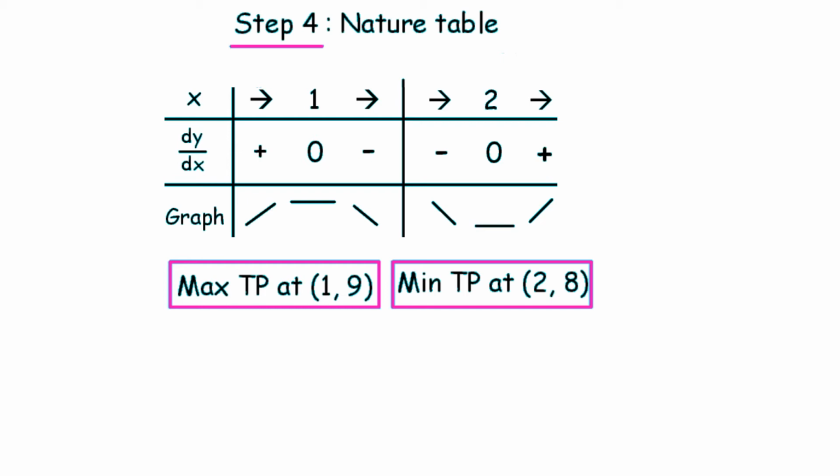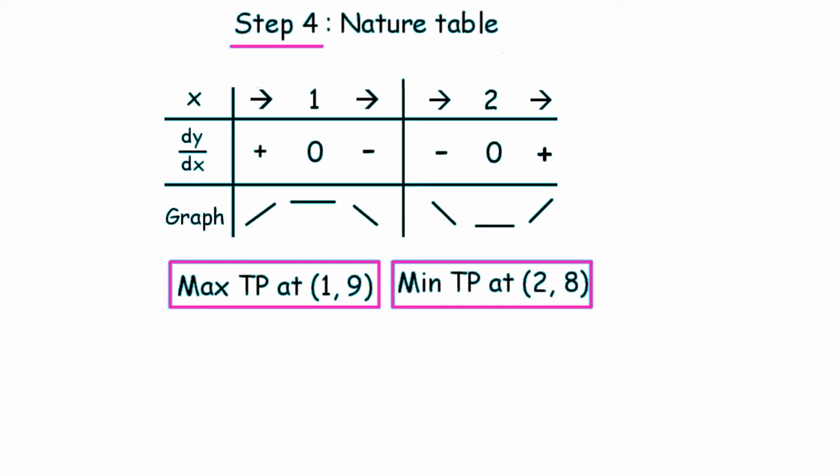For x equals 2, we worked out that the y coordinate was 8. We have this shape here, according to our nature table, and that is a minimum turning point. So we will say that the minimum turning point is at (2, 8). And that is you fully answered the question.